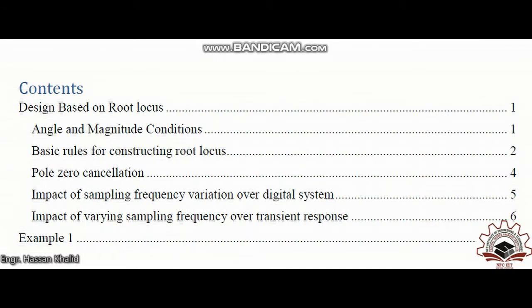Alright guys, welcome to another lecture of digital control system, and today we are going to solve the example that is related to the previous lecture. In the previous lecture we covered the design based on root locus, in which we covered the following points: the calculation of angle and magnitude criterion, basic rules for constructing the root locus, the pole zero cancellation impact, the impact of sampling frequency variation over the digital system, as well as the impact of the sampling frequency over the transient response.